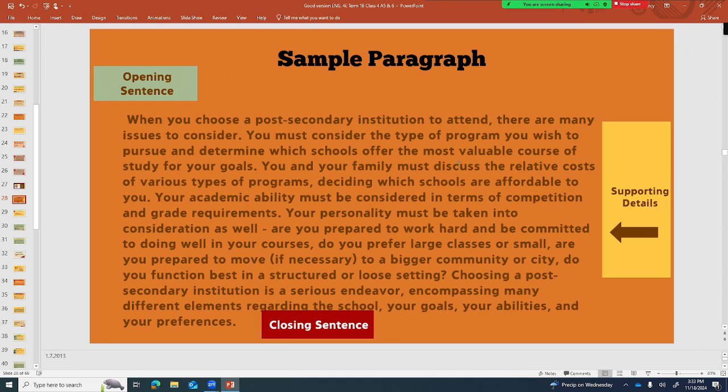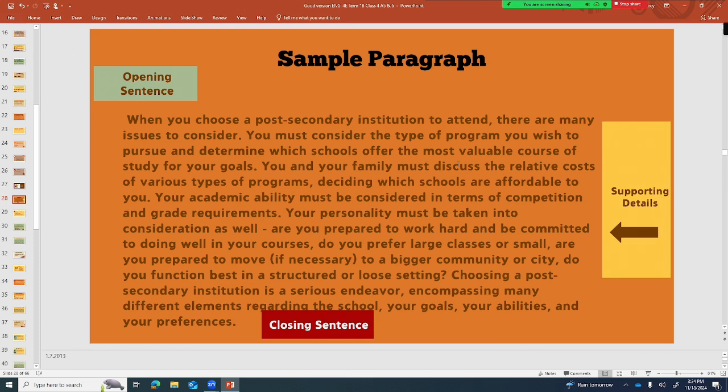You must consider the type of program you wish to pursue and determine which schools offer the most valuable course of study for your goals. You and your family must discuss the relative costs of various types of programs, deciding which schools are affordable to you. Your academic ability must be considered in terms of competition and grade requirements. Like some schools are very popular and there's a lot of people trying to get in.